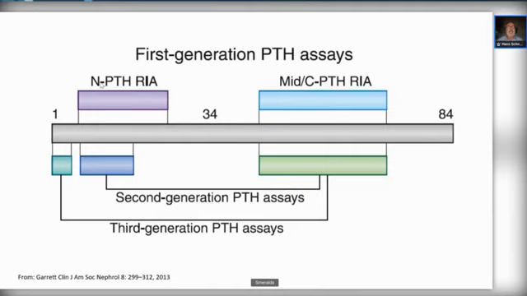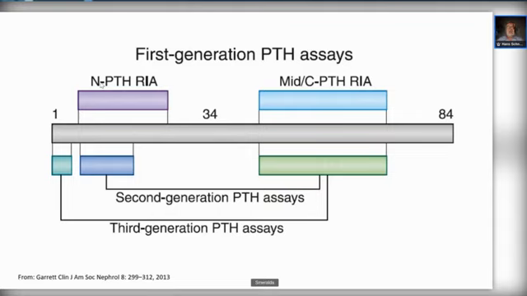You've got originally the first generation assays, which were using polyclonal antibodies in a radioimmunoassay, either N or mid-terminal. Today's labs use second generation or third generation PTH assays. The second generation assays are immunometric assays, so they have a capture antibody, most commonly a mid or C-terminal PTH antibody, and a detection antibody more towards the N-terminal end.